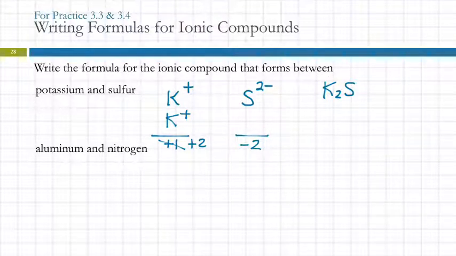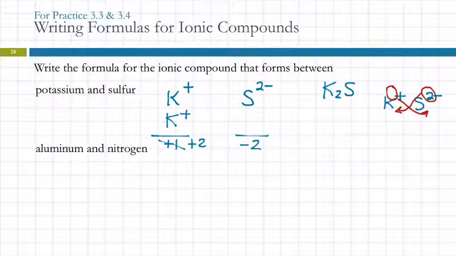The shortcut is a method that we tend to call crisscross. So if you take those ions again, you still have to start out with the ions with their charges. What we're going to do is take the number from the charge and bring it down and make it the subscript for the other ion. So this 2 becomes the subscript for the potassium. This unwritten 1 becomes the subscript for the sulfur. So we get K2S.